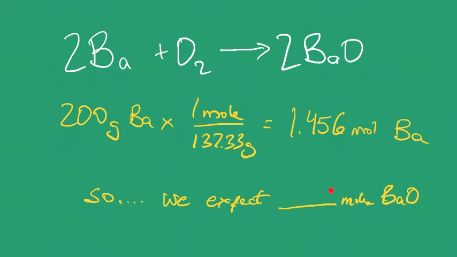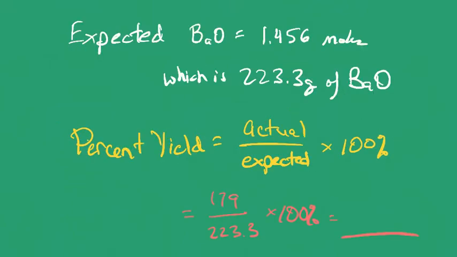All right, now that we know the number of moles of barium oxide, let's go one more step. I can take the number of grams in 1 mole of barium and the number of grams in 1 mole of oxygen, add those together, multiply that times the 1.456 moles, and I get 223.3 grams of barium oxide that are produced.